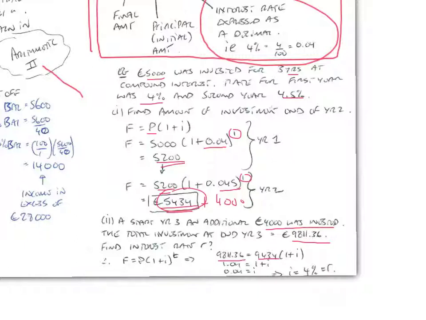So that then means that 9,811.36 divided by 9,434 is actually 1.04. That's equal to 1 plus I. So therefore I must be 0.04, but as a percentage we multiply that by 100 and we get 4%. Okay? So basically we simply divided this value by this value so that we could get the 1 plus I on its own or isolated, and then we took the 1 away from 1.04 to find our value of I.